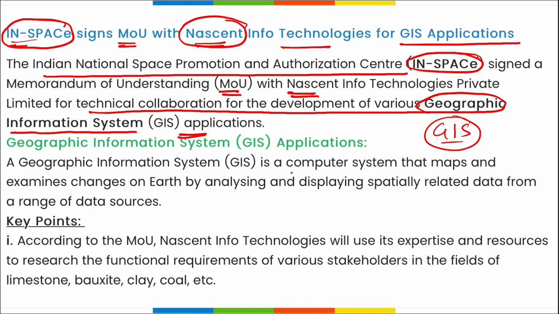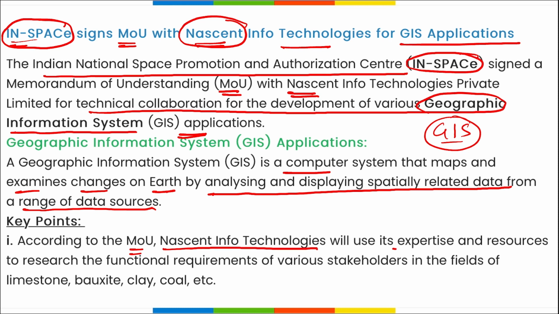What is this geographical information system application? Basically, it is a computer system that maps and examines changes on Earth by analyzing and displaying spatial data from a range of data sources. According to the MOU, Nascent Info Technologies will use its expertise and resources to research the functional requirements of various stakeholders in the field of limestone, bauxite, clay, coal, etc. All right. Next, the built application would be made available for businesses both on premises and in the cloud space.